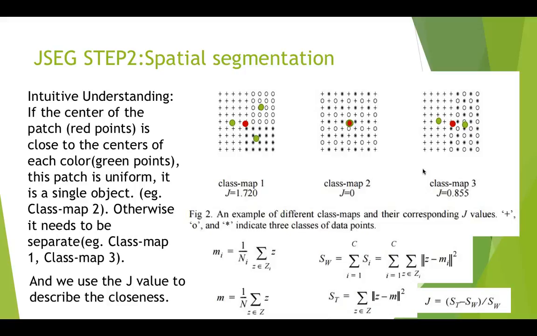The architecture is like this. From this image, we can see there are three pictures, and in the middle one, the three colors are kind of uniformly distributed. So it is one object. There's no need to do segmentation. But for the first one, we can see that the center of this patch and the center of the different colors are far away. So we need to segment it into three parts.